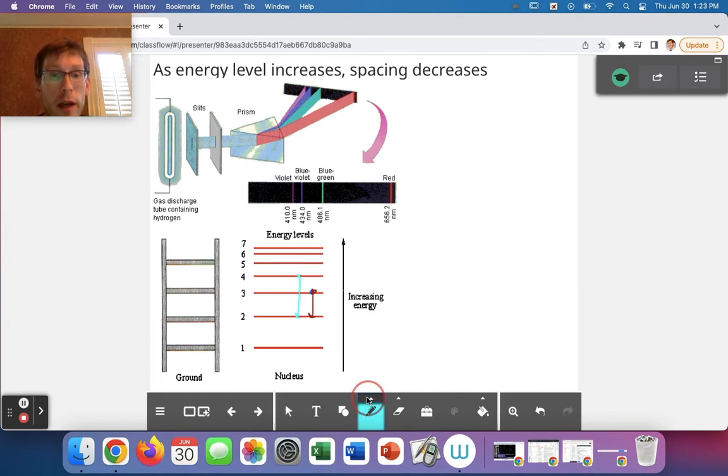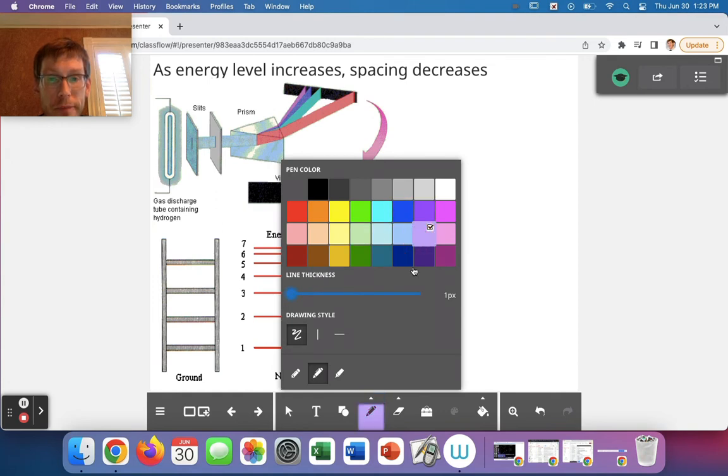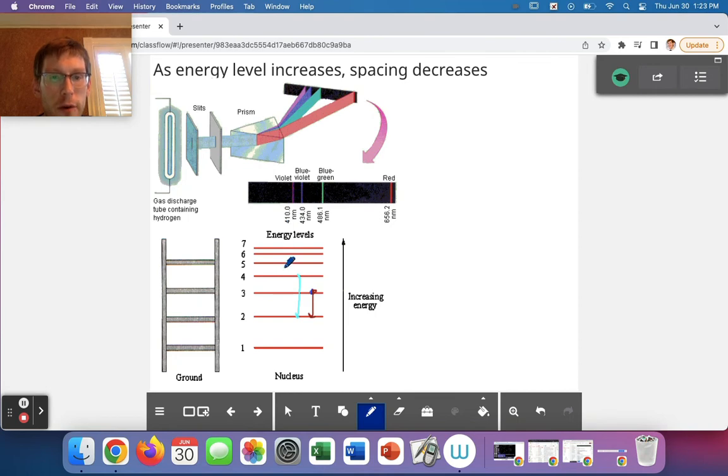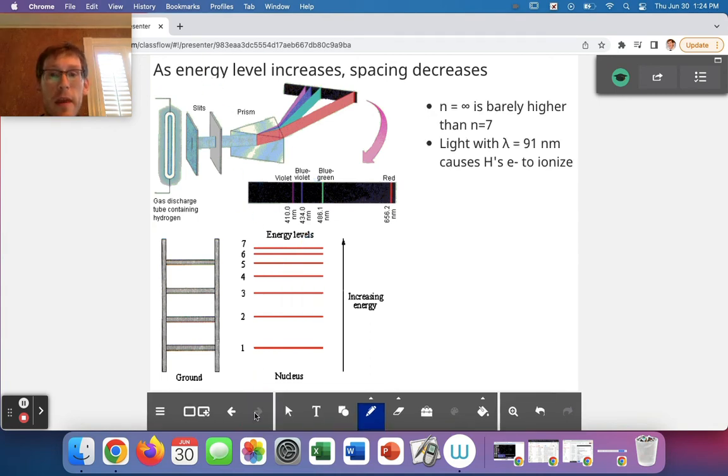But when I go to this blue-violet, we'll go to maybe this one right here, that's from the fifth down to the second. Notice how this gap between, say, 434 and 486 is much smaller than 486 to 656, and that's because this gap from 6 to 5 is smaller than this gap from 4 to 3. And so that explains the spacing decrease.